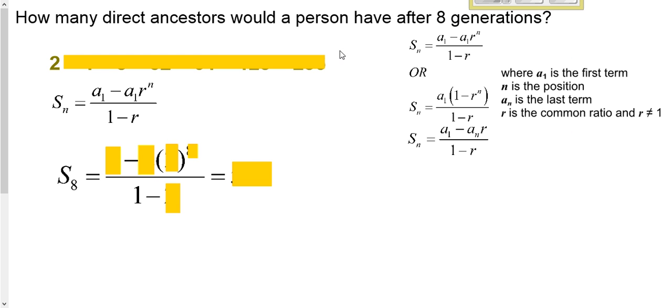So let's take a look at this one. How many direct ancestors would a person have after 8 generations? So you each have a biological mother and father. Then they each had a biological mother and father, so that's a total of 4 grandparents that you have that are biological. Then 8 great-grandparents.